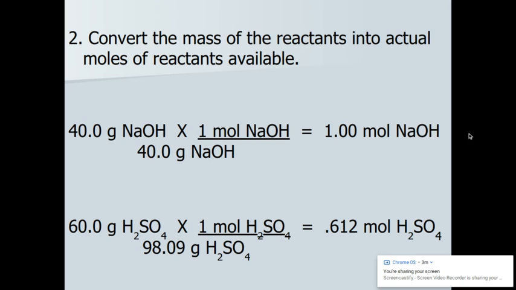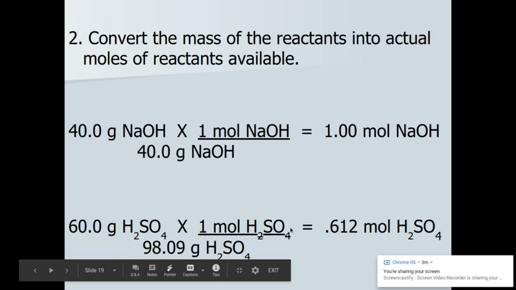Okay, so that makes 1 mole. That's convenient. That's because NaOH, 40 grams, is the molar mass of NaOH. Now, for our sulfuric acid, it's a little different. Here we have 60 grams. That's a lot less than our molar mass of 98.09. So it ends up getting 0.612 moles of H2SO4.